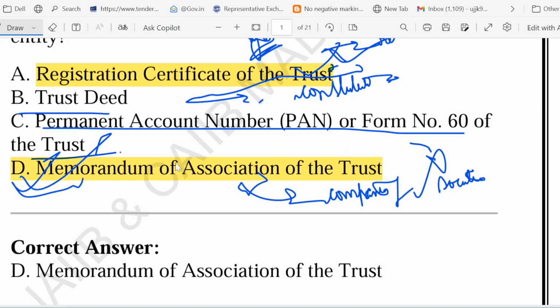So what we have learned: for a trust account, the bank needs the registration certificate, trust deed, PAN or Form 60, and details of the trustees. MOA is for a company, not for a trust. So that is the point.